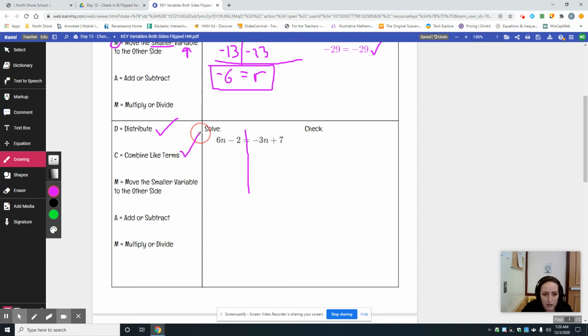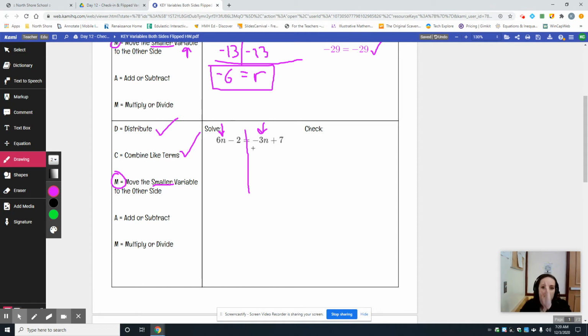So nothing to do there. Now we're up to our M. Move the smaller variable term to the other side. Identify your two variable terms and decide which one is smaller. In this case, the smaller one is the negative 3n.